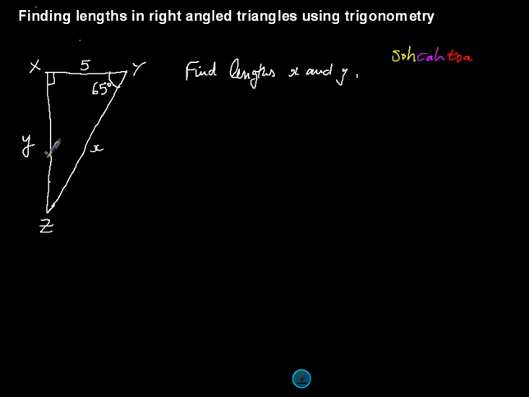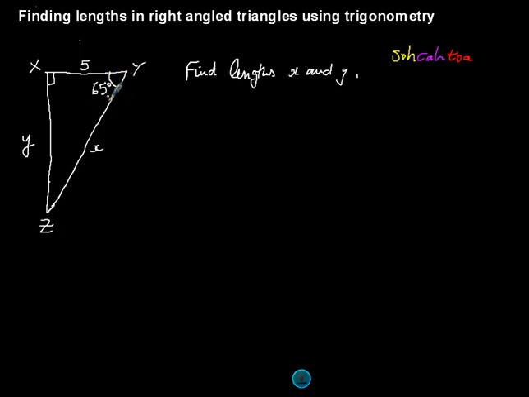Here we're going to look at an example of how I can use trigonometry to find lengths in a right angle triangle. So here we're given a triangle with vertices x, y and z, and I'm supposed to find the length x and the length y in the triangle. What am I given? I'm given that this side is 5 long, and I'm also given this angle here, which is 65 degrees.